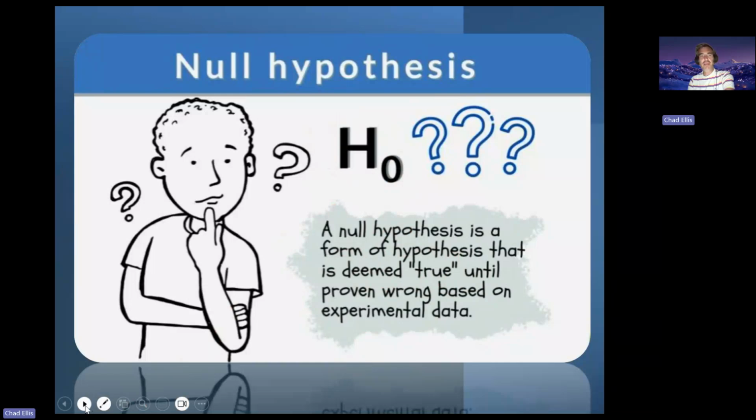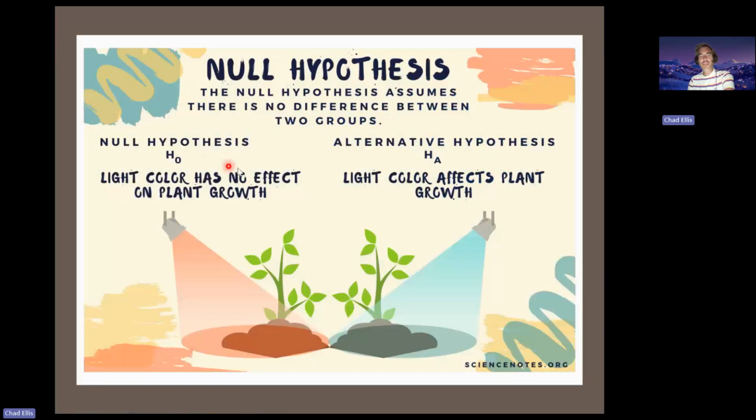So here's an example, right? We use null hypotheses all the time in science. So maybe we're doing an experiment where our null hypothesis is that light color has no effect on plant growth. So maybe you do an experiment where you're exposing plants to different colors of light, but you're thinking it probably doesn't have any effect on plant growth. So that's going to be your null hypothesis.